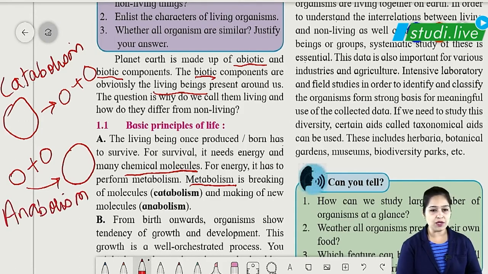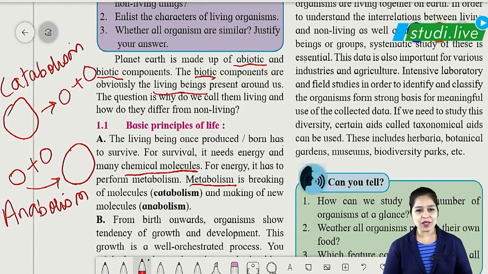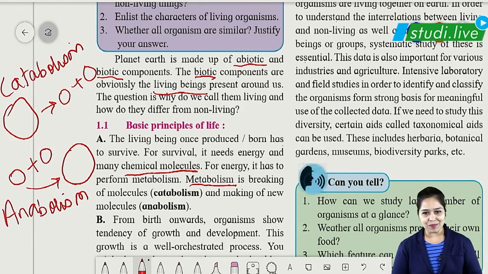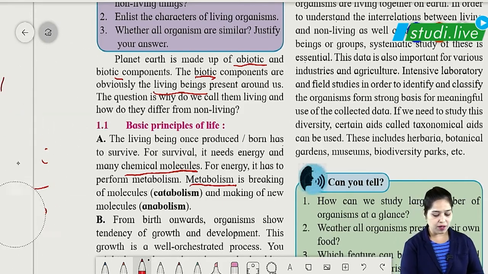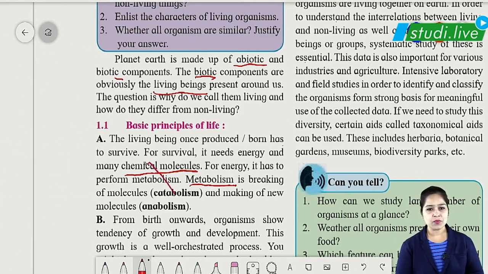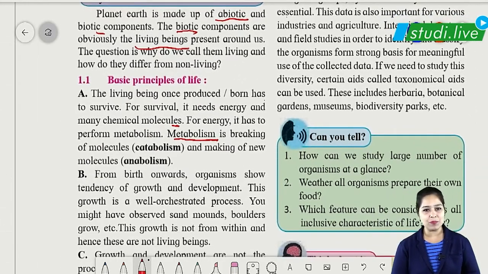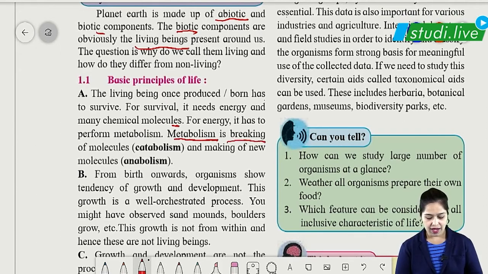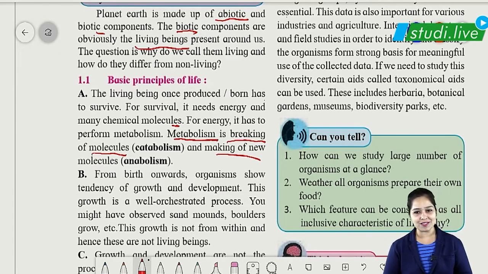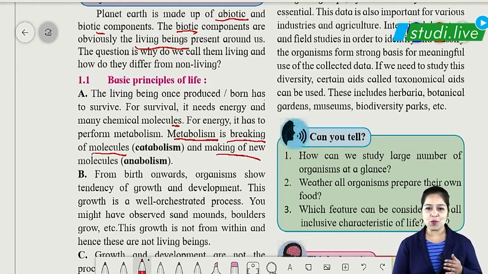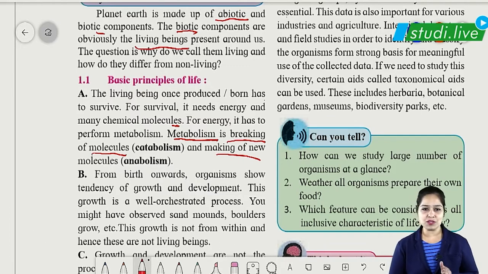So these are the two kinds of biochemical reactions which are taking place, commonly called metabolism. Metabolism includes two things: one is catabolism and the second is anabolism. Catabolism is the breaking of molecules, and anabolism is the making of new molecules. So that was our first criterion, that a living organism which is born has to survive.